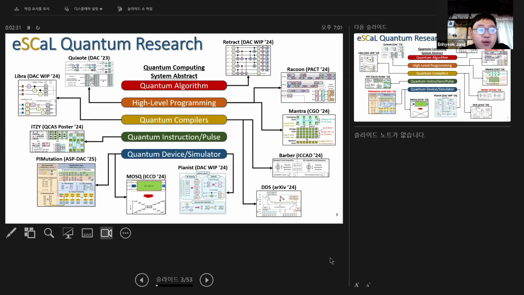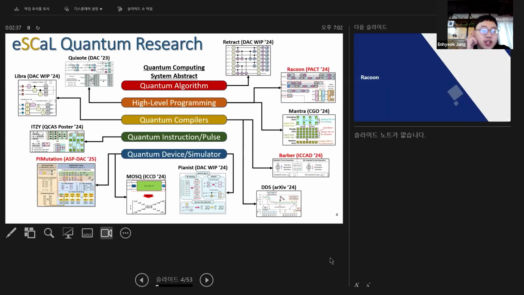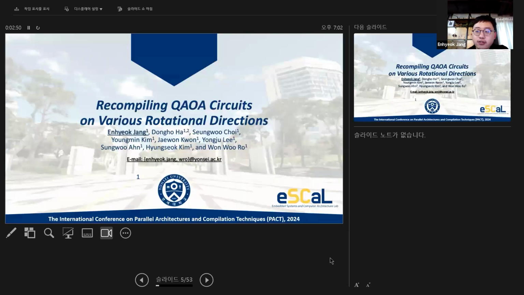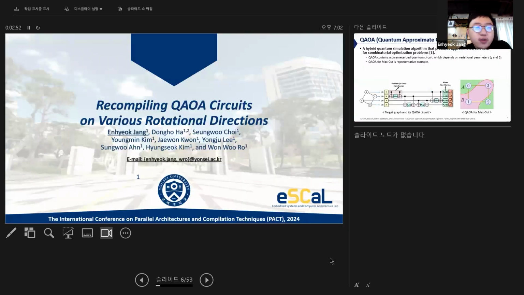Here is our quantum computing research. There are many quantum papers. Actually, I first thought about talking about one specific paper, but I will talk about three selected papers. The first is Raccoon, recompiling QAOA circuits on various rotational directions. This paper was presented at PACT last October.